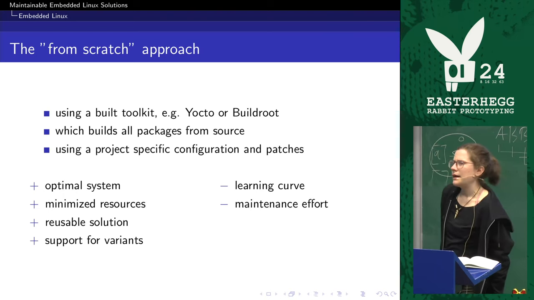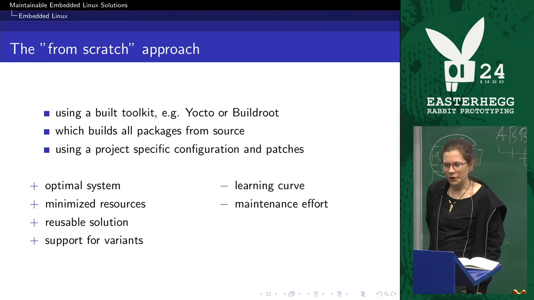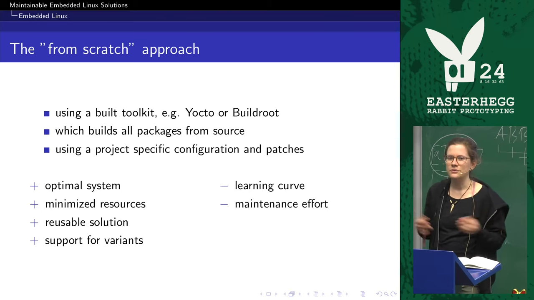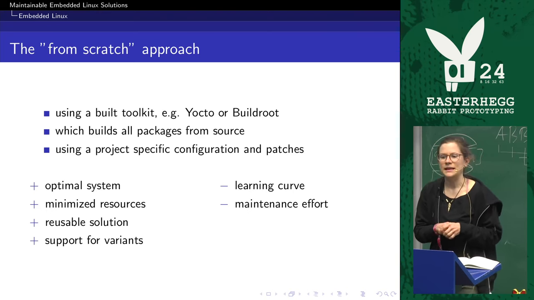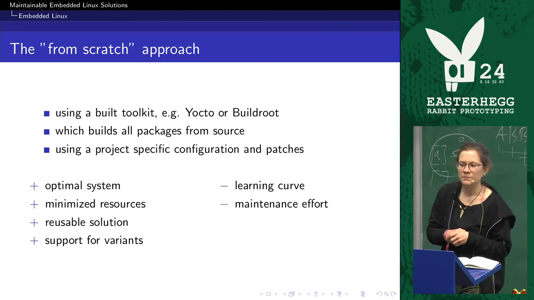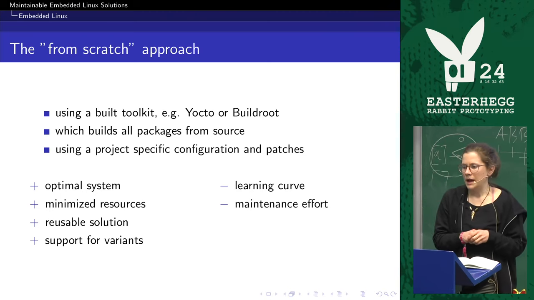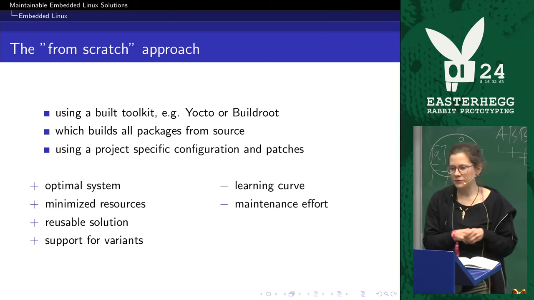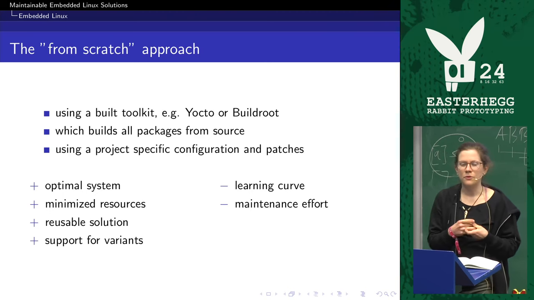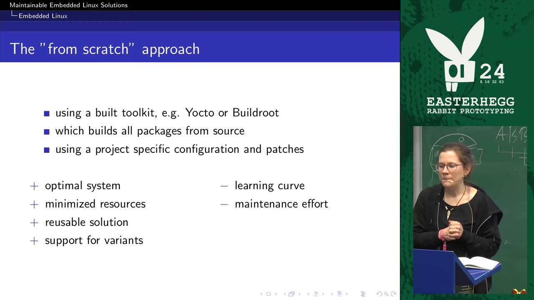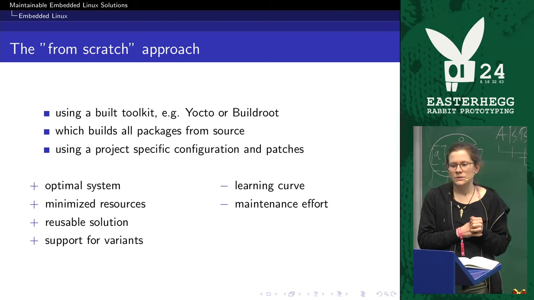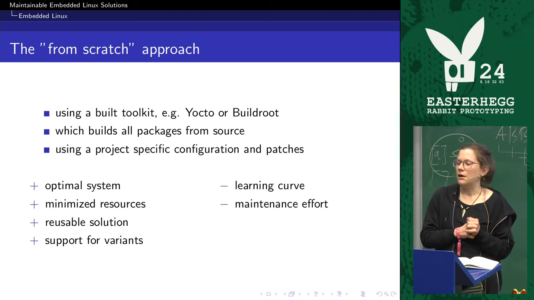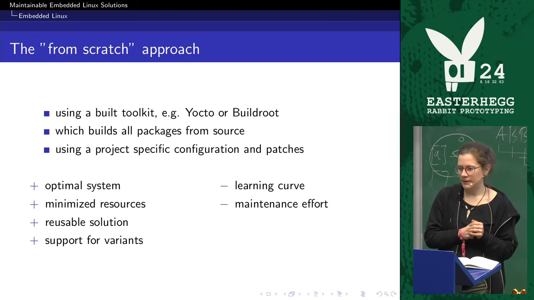Let's take a look at the next approach. We're calling it the from scratch approach. Why from scratch? Because in this approach, we will build all the software and all the packages basically from source code. And for that, there are two well-known build toolkits. One is Yocto, one is Buildroot. They both provide you with a framework to build an embedded Linux distribution, and that's also what they have been tailored for, what they've been built for, and what they are used for.